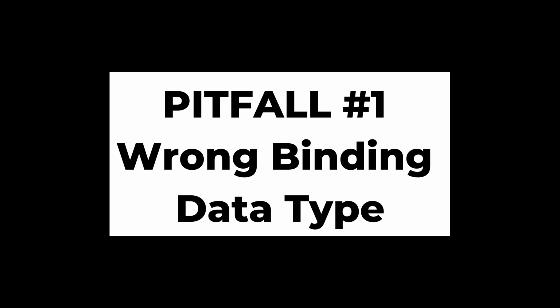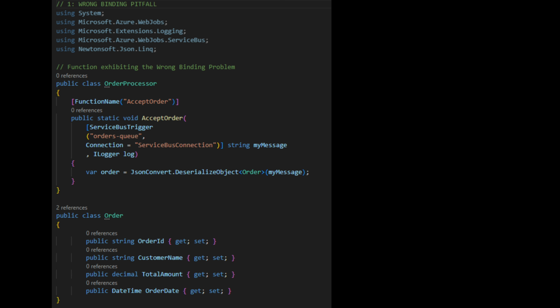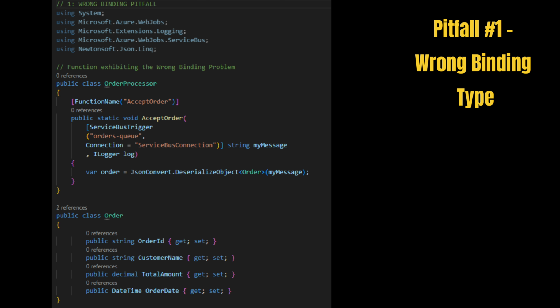Okay, let's move on to the first problem, which is related to the wrong binding data type. Let's look at the code that we are seeing on the screen. You have a class called OrderProcessor, and in the OrderProcessor class you have a method called AcceptOrder, and that is the Azure function. We have decorated this method with the FunctionName attribute, and we have named it AcceptOrder.